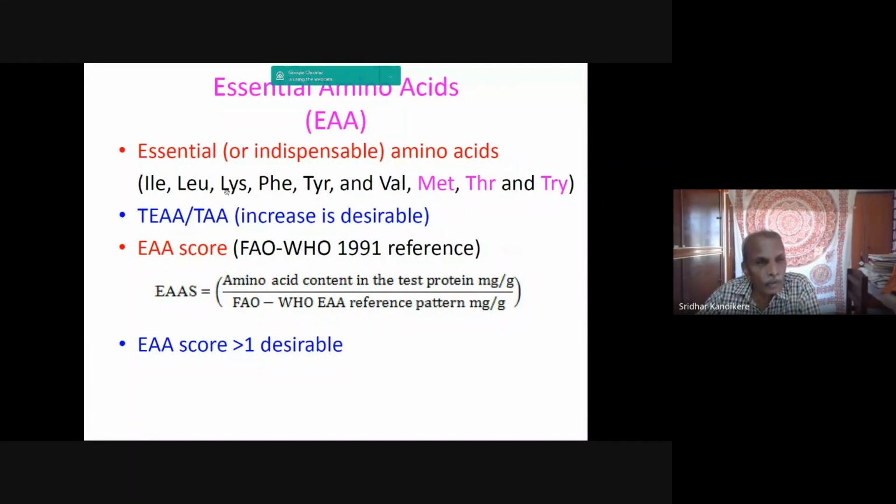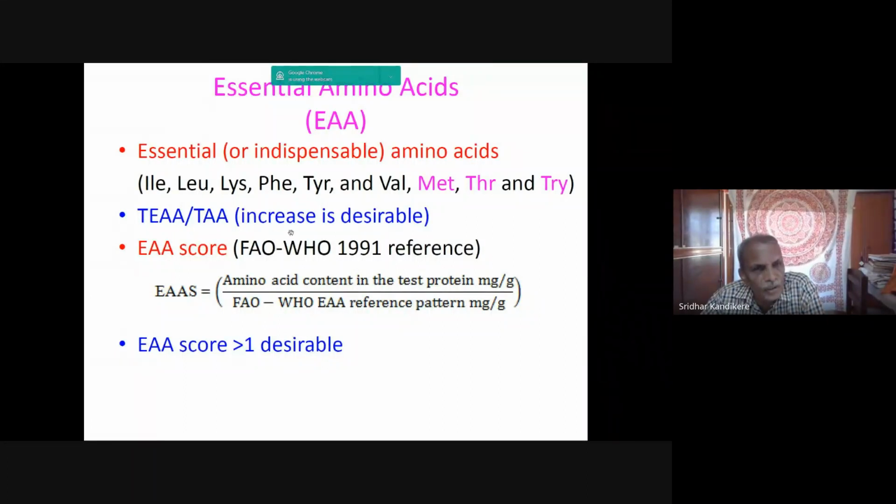But mushrooms, surprisingly, almost all edible mushrooms, are going to meet these requirements. Methionine, threonine, and tryptophan will be there in these mushrooms. Therefore, it is going to meet the deficiency. Then we can think of total essential amino acids and total amino acids. An increase is desirable.